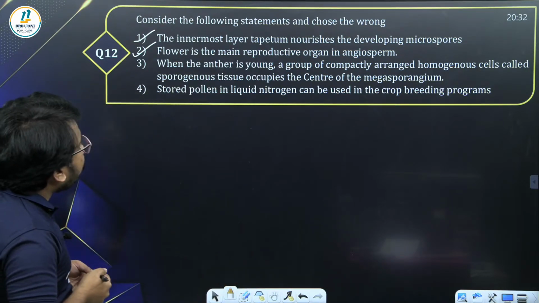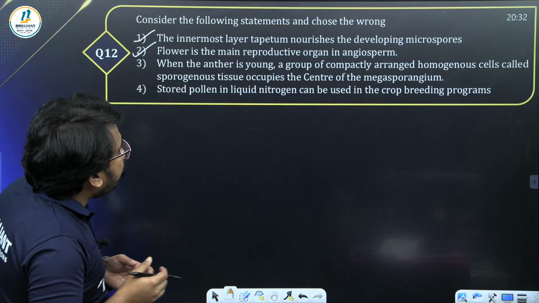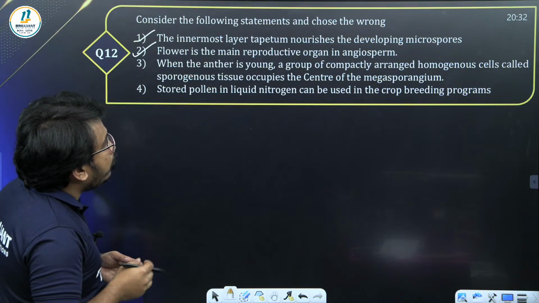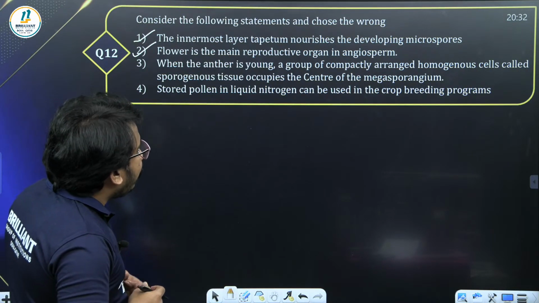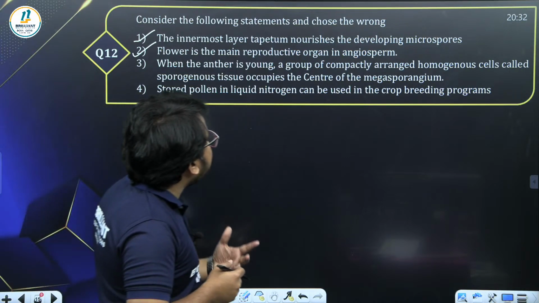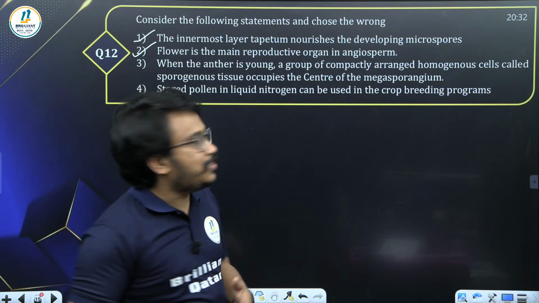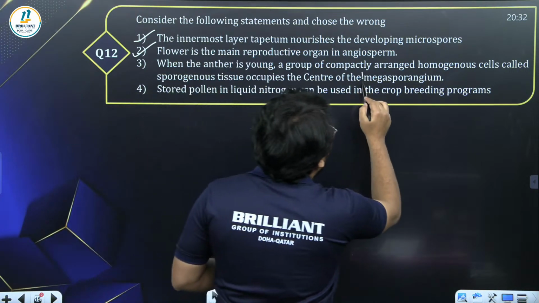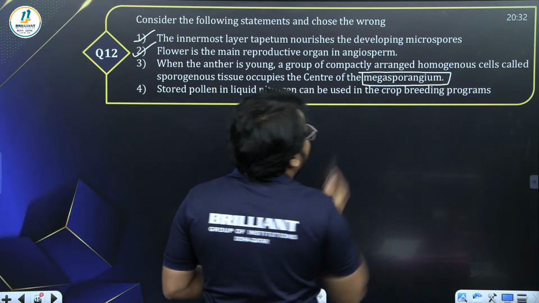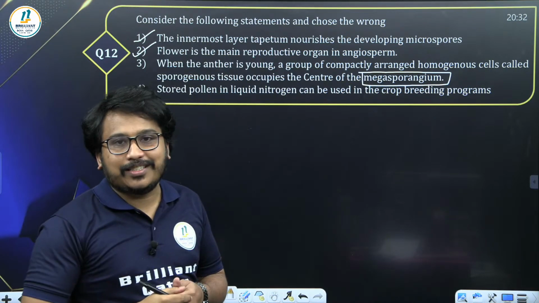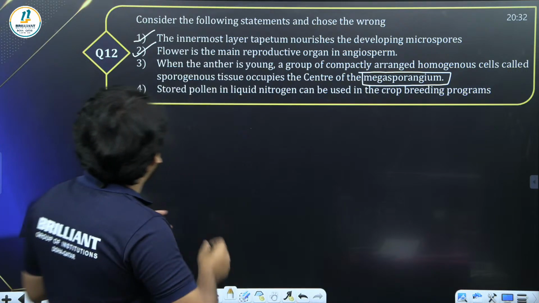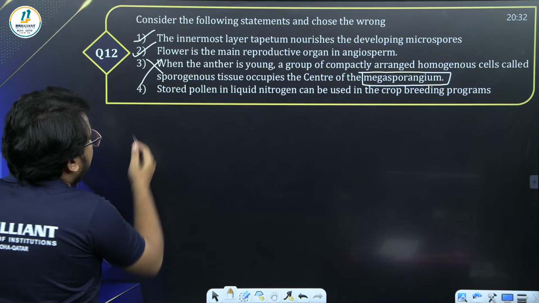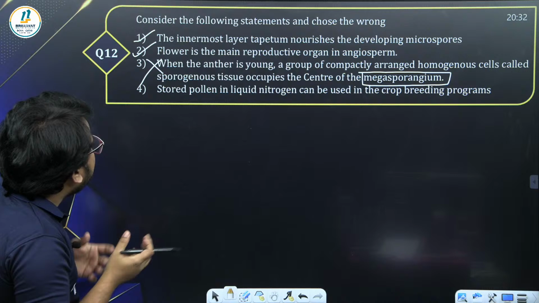The next one, when the anther is young, a group of compactly packed arranged homogeneous cells called sporogenous tissues are present and they turn into megasporangia. It's not megasporangia. Actually the statement, if I take this part, is actually wrong. It's not megasporangia, it is microsporangia. So the third statement is wrong. Now let's see the fourth statement.